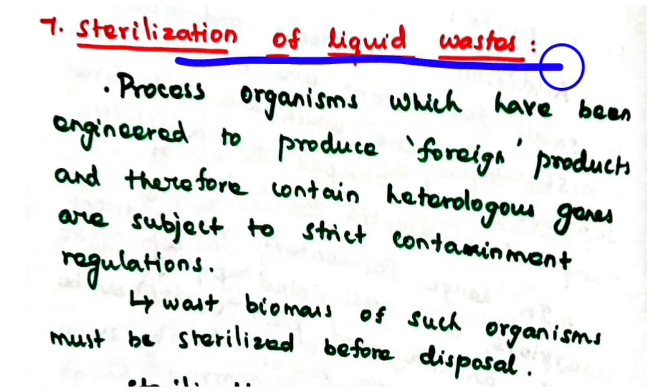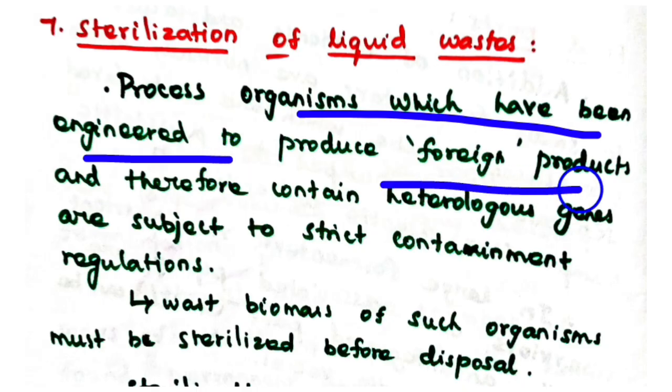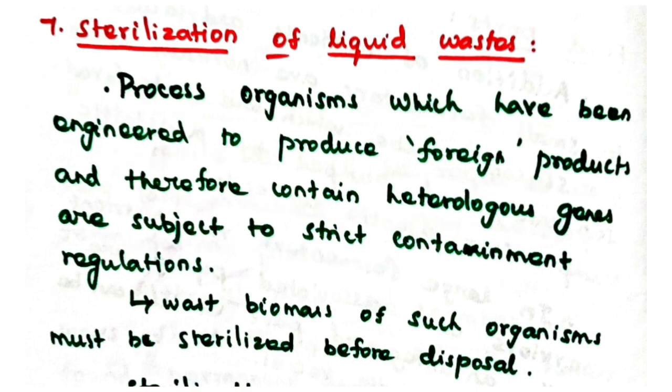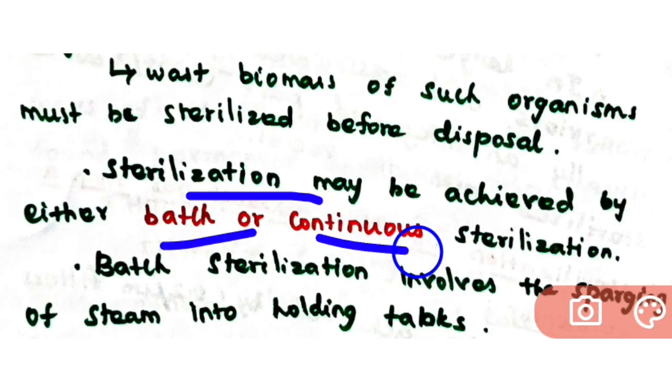The next one is sterilization of liquid waste. Your liquid waste may contain harmful organisms or some processed organisms. Processed organisms are those which have been engineered to produce foreign products, and therefore certain heterologous genes are subject to strict contaminant regulations. So waste biomass of such organisms must be sterilized before disposal. Sterilization of your waste may be achieved by either batch or continuous sterilization.